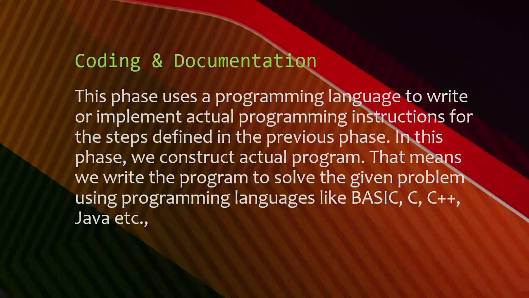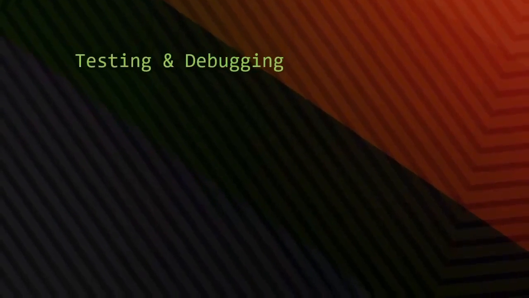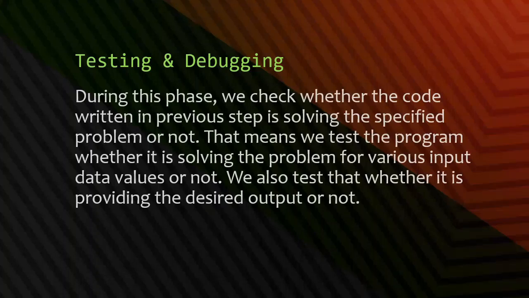So, next, testing and debugging. Here, we check whether the code written in the previous step is solving the specified problem or not. That means, we test the program whether it is solving the problem for various input data or data values or not. We also test that whether it is providing the desired output or not.